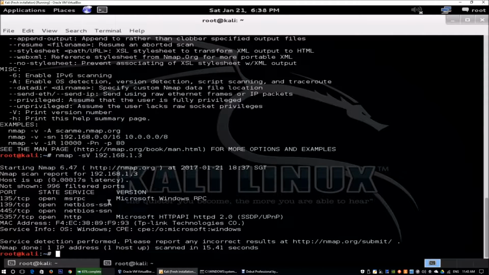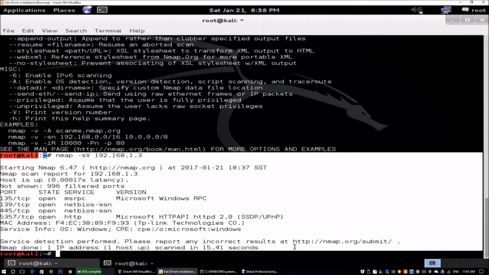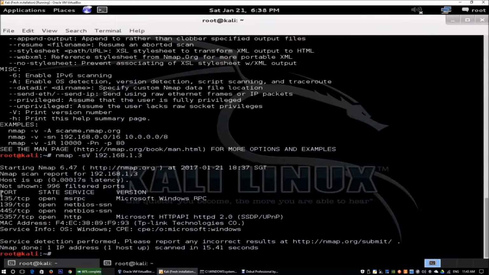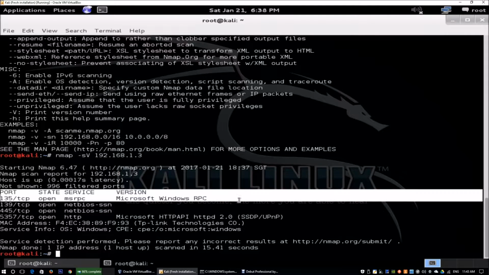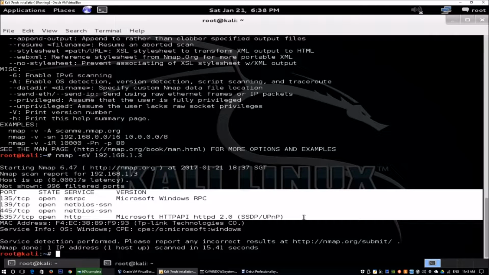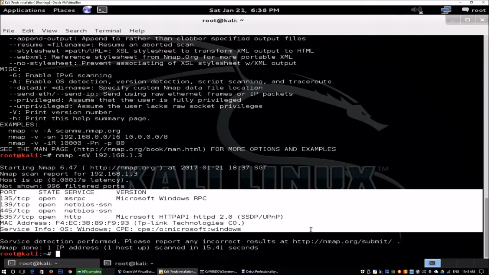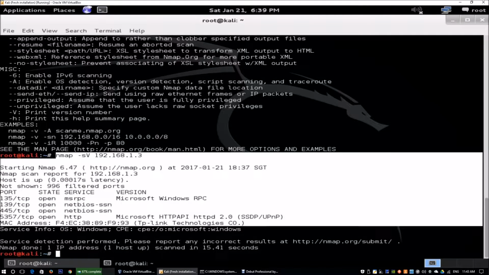Looking back over here, we can see that Nmap has completed a scan on the host 192.168.1.3. We can see a few services running. We have RPC, we have NetBIOS SSN, and we also have HTTP API 2.0 running. And of course, we can see that this operating system is running Windows. However, we did not really get much information out of this, because this is a typical scan that is actually pretty accelerated.